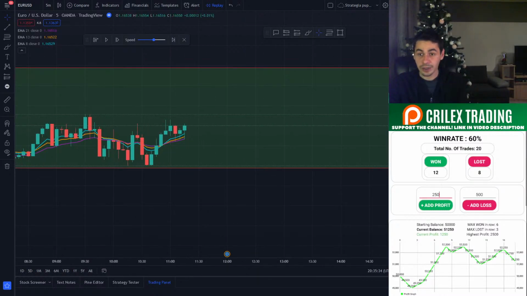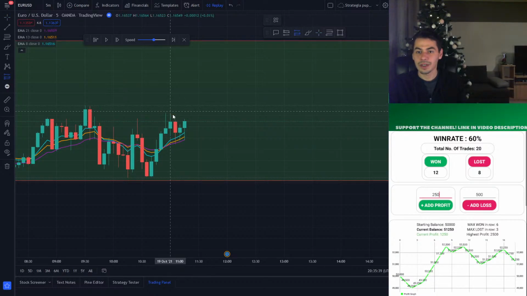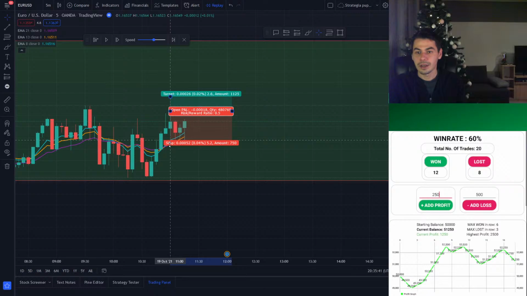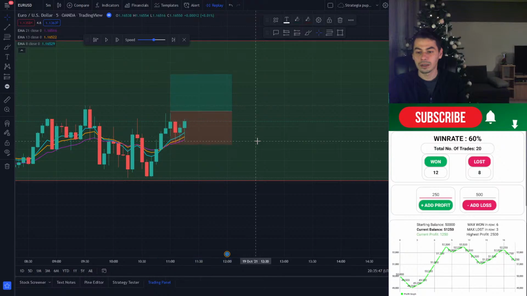Okay, we have another entry signal right here on this retest of the EMAs. So I'll just place this entry right here. Stop loss just below this wick, sorry, and 1 to 1.1 target.